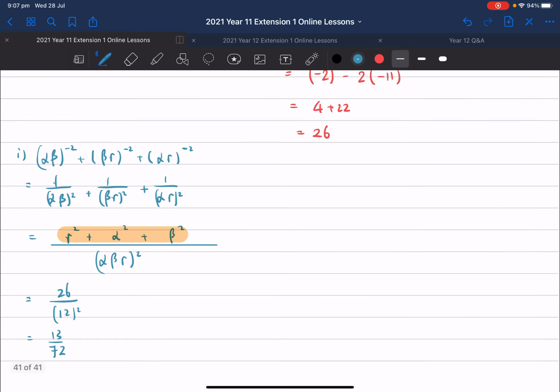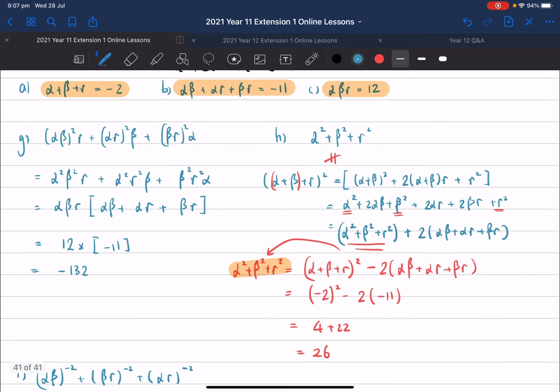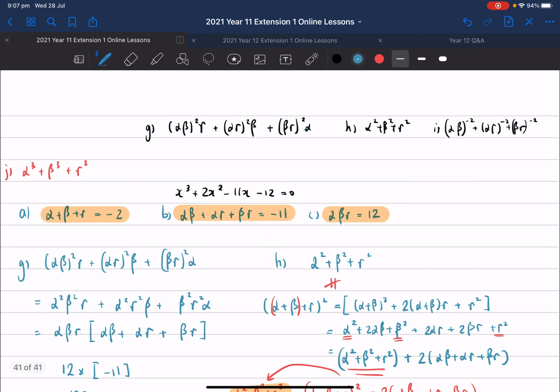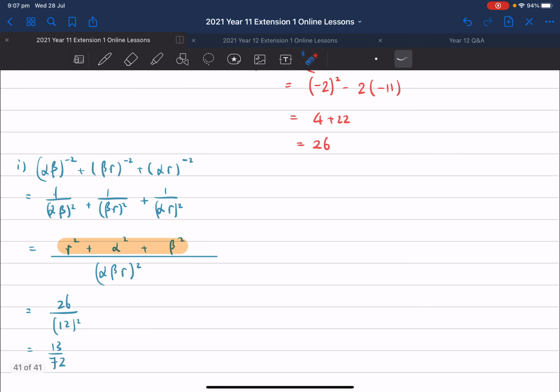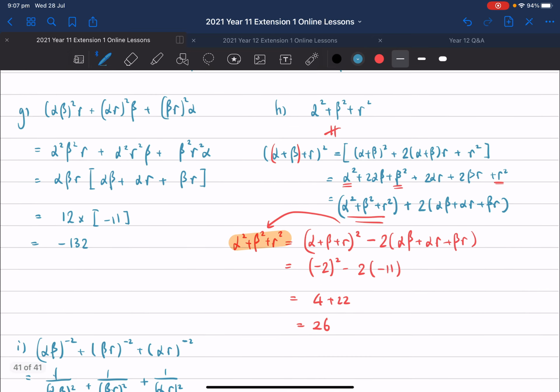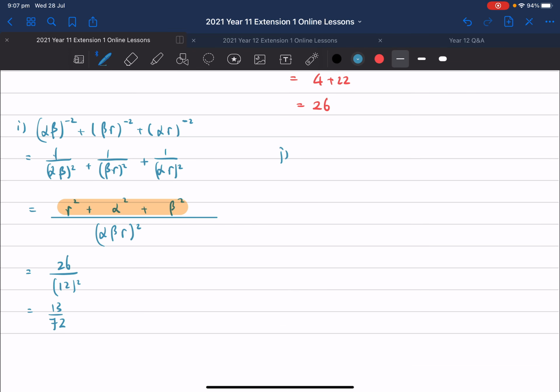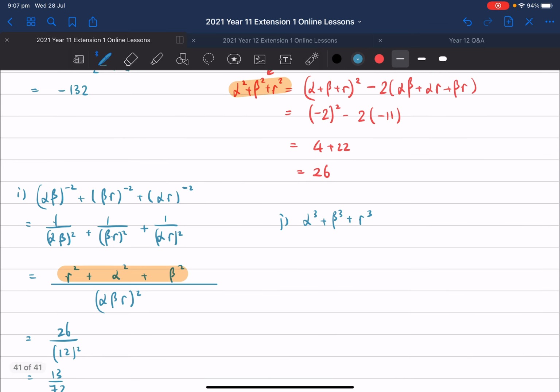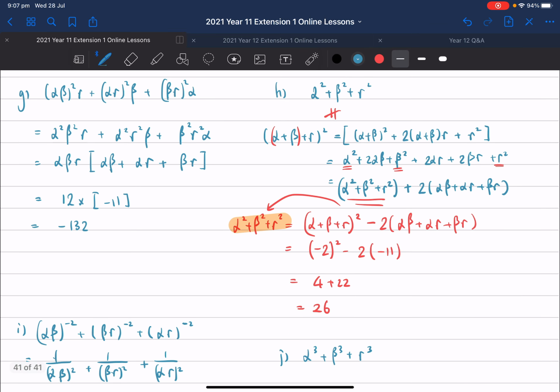So once we've got question I done, the next one is how are we going to solve the one I give to you? This one, alpha cubed plus beta cubed plus gamma cubed. I love to give students this question. I remember I gave students this question in last year's Year 11 exams, and we didn't get many responses. If you look at this question, it looks very similar to this.